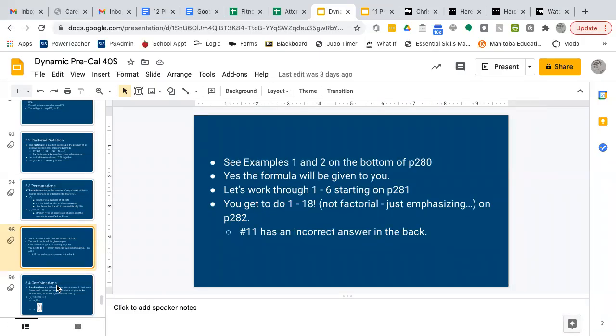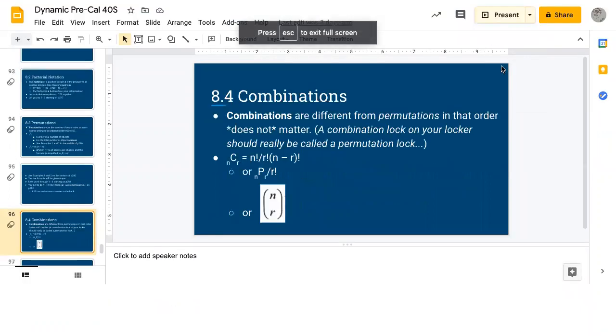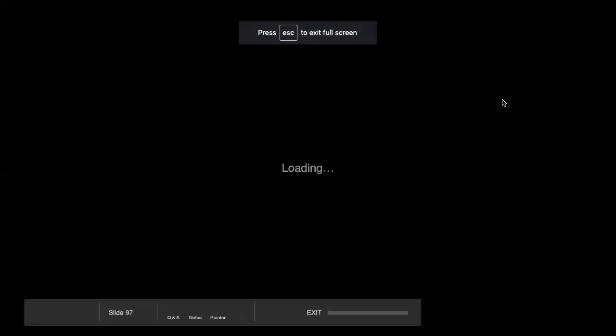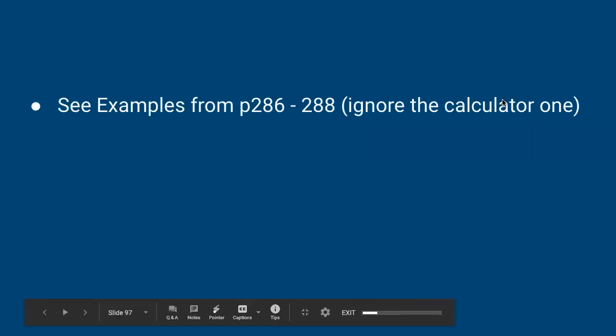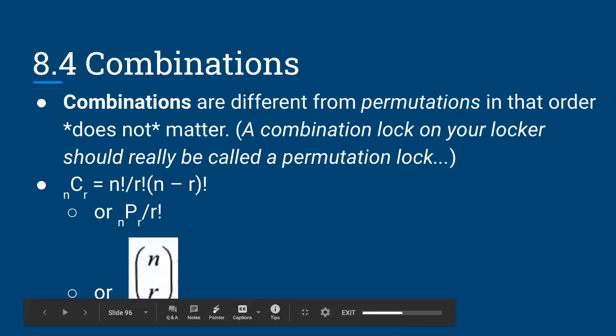Okay, combinations. This looks a bit weird. These are kind of fractions. This is n factorial over r factorial times n minus r factorial. Same thing here, nPr over r factorial. I'll give you a couple seconds to write that down.